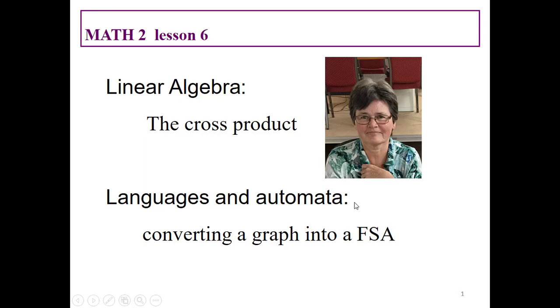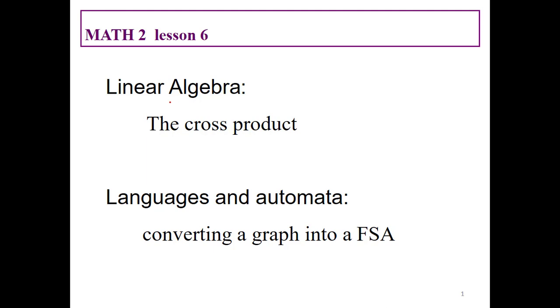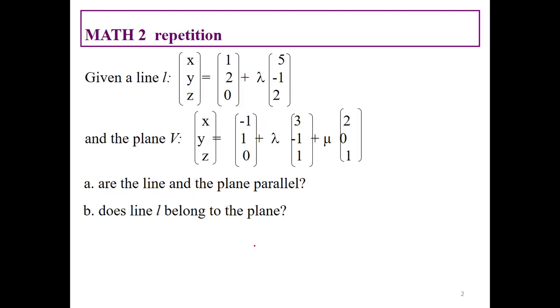Welcome! It's already the last lesson of Math2. In the linear algebra part, we're going to talk about one more new subject, which is called the cross product. And in the languages part, we're going to look a little bit more in depth at how to convert a graph into a finite state automaton. So let's start with the linear algebra part.